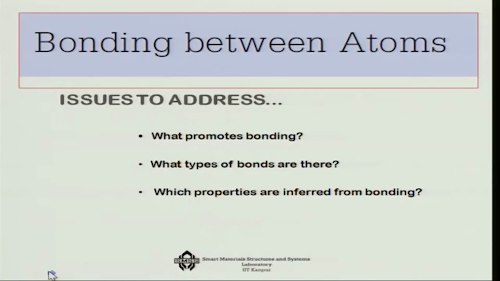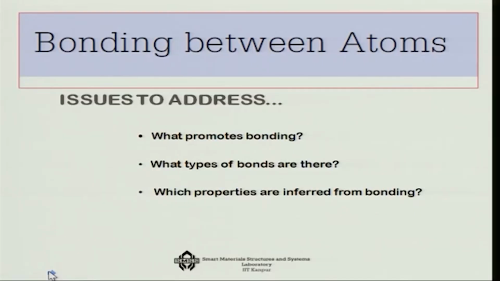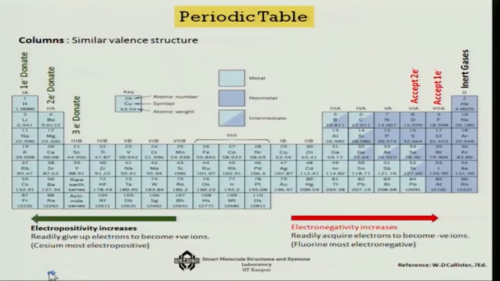Now, the issues that we will try to address while talking about the bonding between atoms, because it is a very vast subject, but we will keep ourselves focused on what promotes bonding, that is very important, and what types of bonds or how many types of bonds are there, and which properties can be inferred from the bonding. So, let us try to look into these sorts of things.